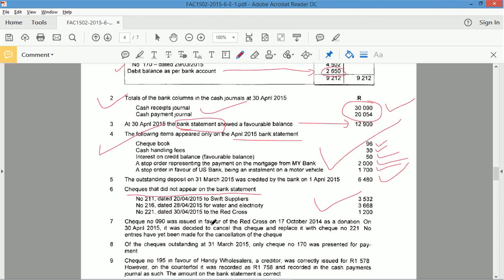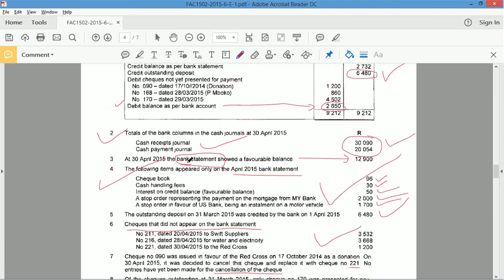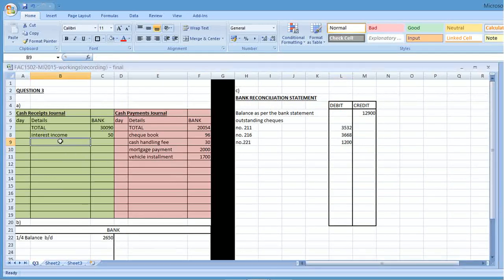7. Check number 90 was issued in favor of Red Cross on 17 October 2014 as a donation. On 30 April 2015, it was decided to cancel the check and replace it with check number 221. No entries have been made for the cancellation of the check. So if I cancel a check, the check would have been paid and they would have gone through the cash payments. Now they want us to cancel the check, and this was check number 90. So there's check number 90 for 1,200 for a donation. That check needs to be cancelled. That's a stale check. Stale checks always go to the cash receipts.